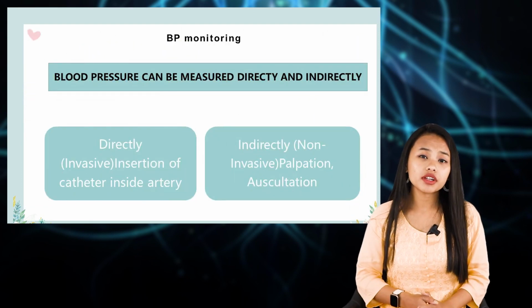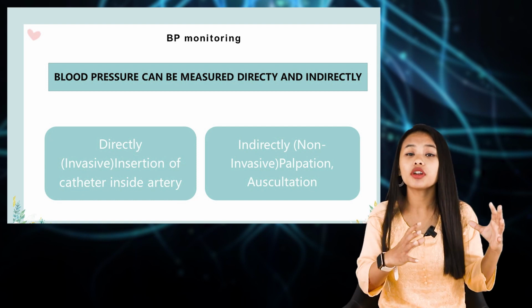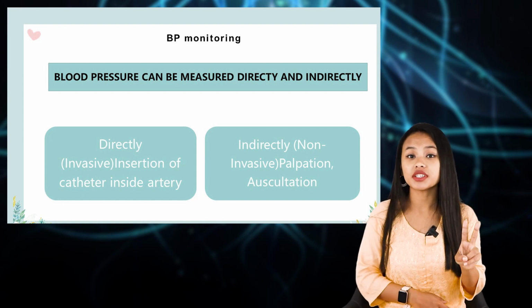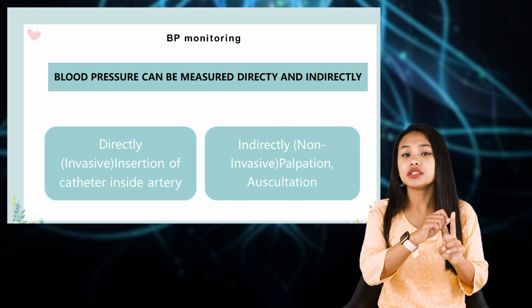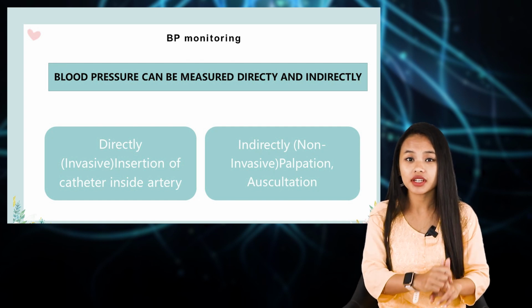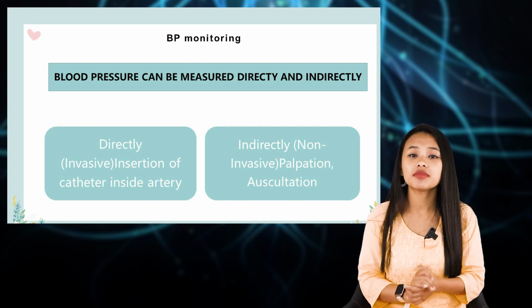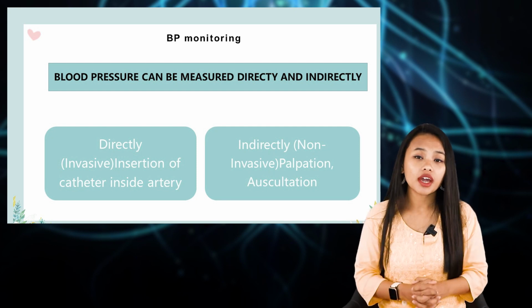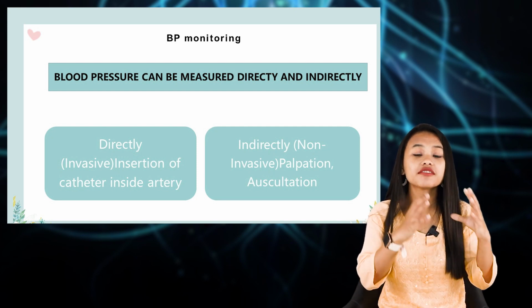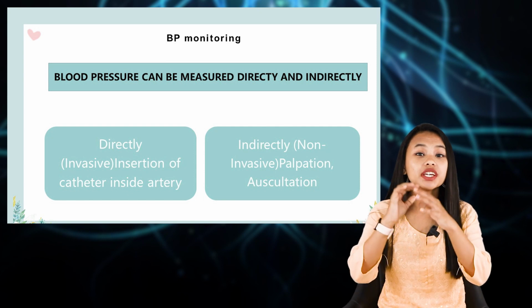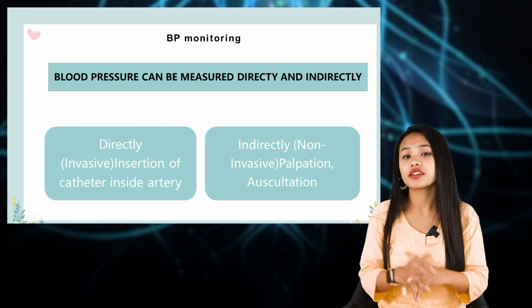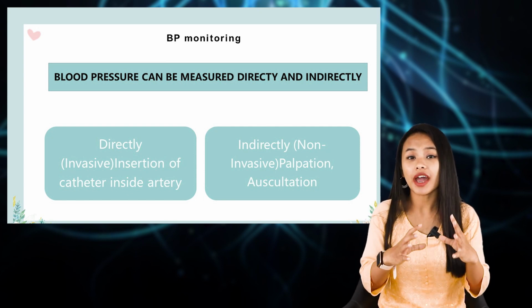Then how can we monitor this blood pressure? We can monitor blood pressure in two ways: directly or indirectly. So how can you monitor the blood pressure directly? You can monitor it through an invasive procedure whereby you insert a catheter inside the artery of an individual.